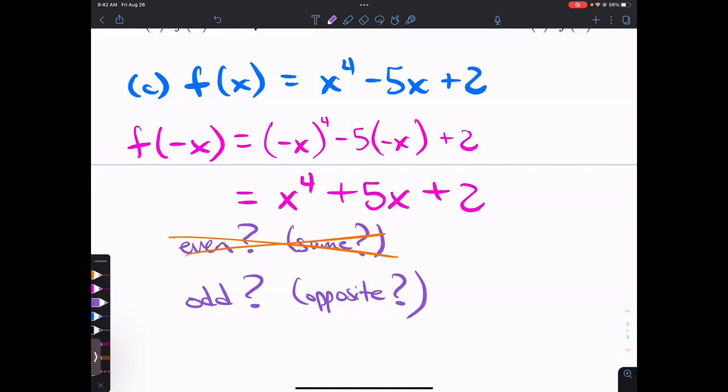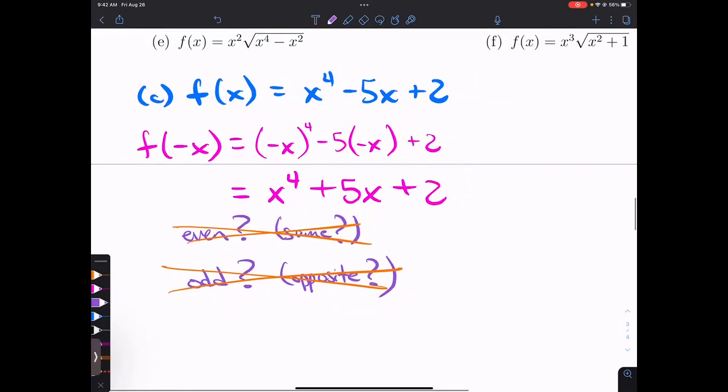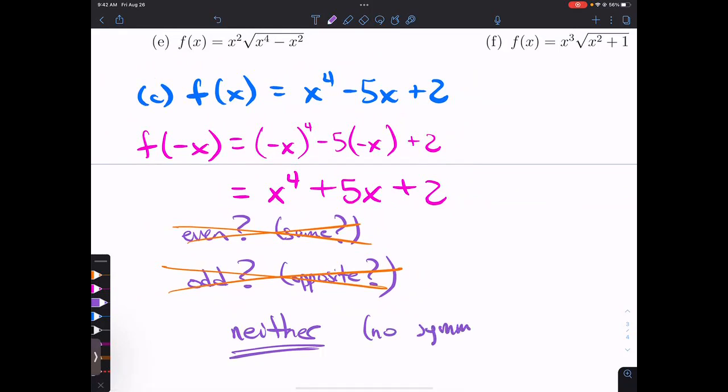Well, it's not opposite, so it can't be odd. It means it's got to be neither. Because again, that's the only other option. Which means it has no kind of symmetry that we care about at the moment. Again, it might have some kind of self-symmetry thing, but we're not interested in that at the moment.